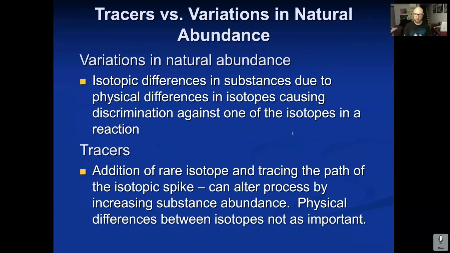Okay, so I kind of mentioned this a little bit in how isotopes are used in ecology, but there's two different types of studies and ways of using isotopes. The one is just looking at the variation in the natural abundance of C13 versus C12 in our example. So we can just look at what's naturally there, and how that naturally changes through biological processes. But then you can also use tracers.